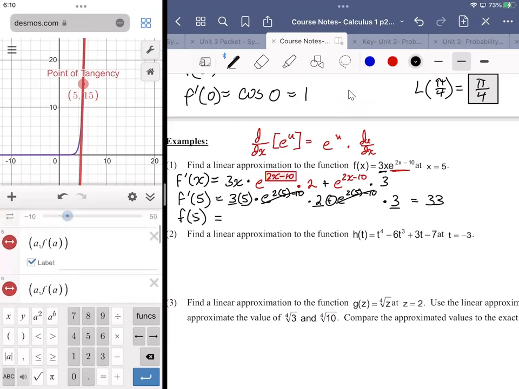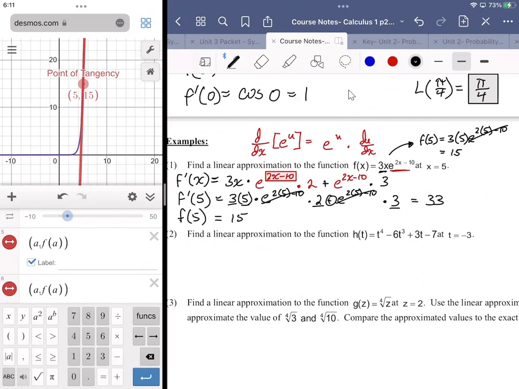But that I actually did have the foresight to plug into the Desmos. Right? So that's just a 15. But if you wanted to, again, you could just plug into the original function. It's not too bad. f of 5 is going to be 3 times 5 times e to the 2 times 5 minus 10. This would cancel to a 1, and you'd be left with a 15 that way.